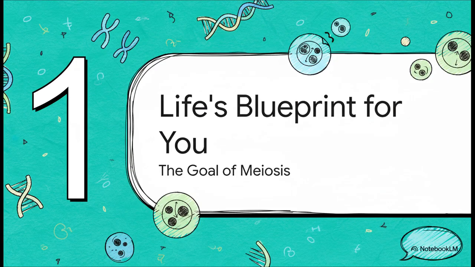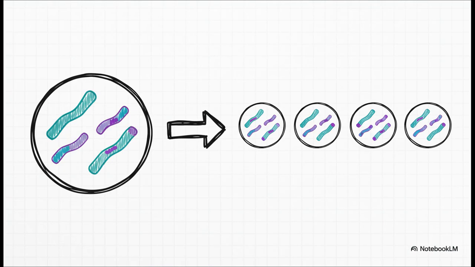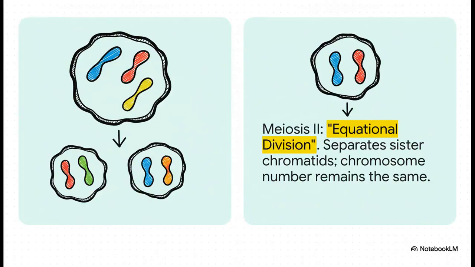Okay, let's kick things off with the master plan. What is meiosis actually trying to do here? What's the end goal? So the mission is pretty straightforward, but it is absolutely crucial. You start with one single diploid cell. Diploid just means it has two copies of every chromosome, right? One set from your mom, one from your dad. Then this one cell goes through two really precise rounds of division. And the result? You end up with 4 haploid cells. And haploid means they've only got one copy of each chromosome. But here's the kicker. None of those 4 cells are identical. They're all unique.